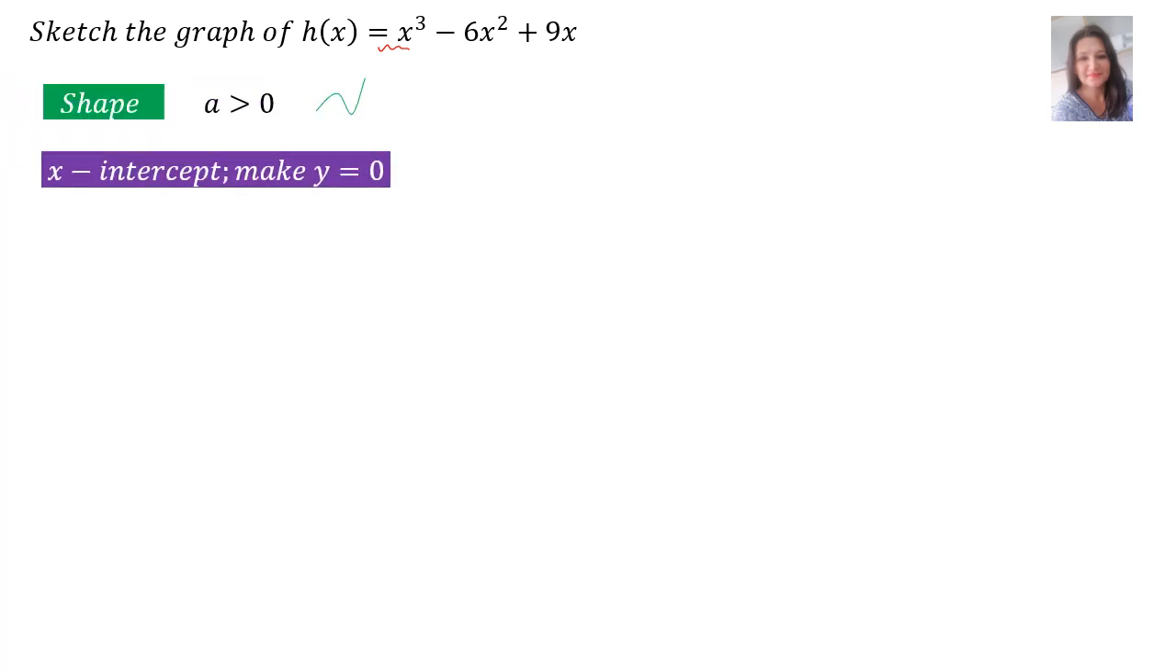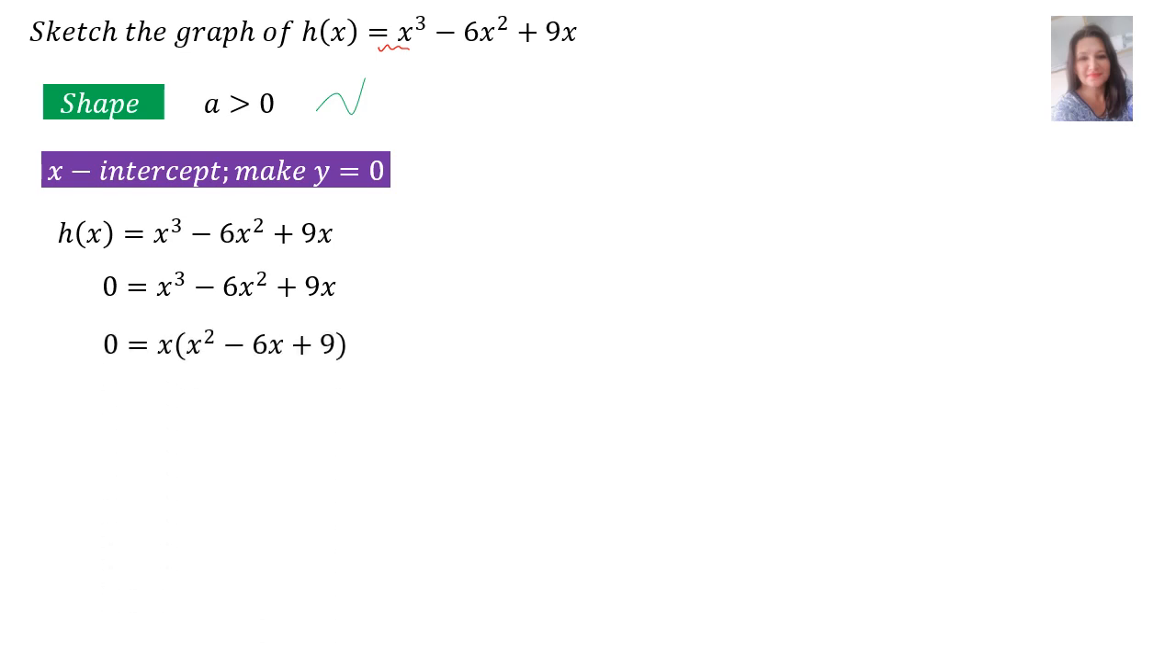Step 2, x-intercept, make y 0. There's your equation. We make y 0. And in this one, we can factorize by taking out x as a common factor. And you're left with x squared minus 6x plus 9. The bracket you can factorize further and it becomes x minus 3, x minus 3.